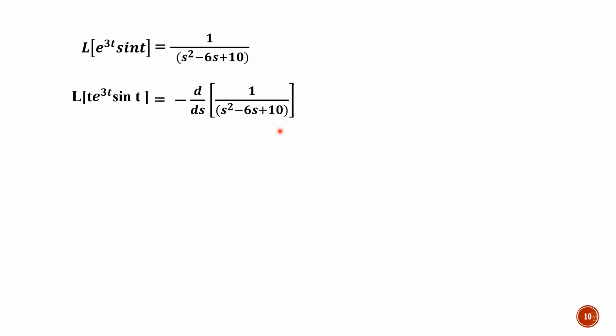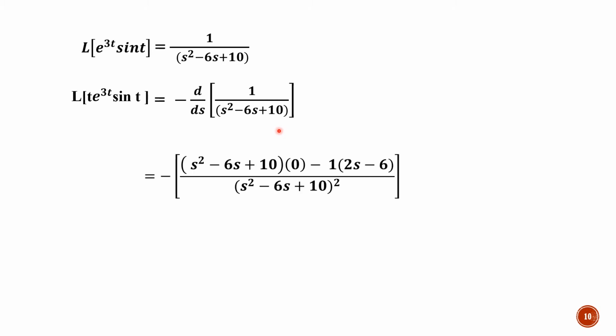Again applying u by v. So applying u by v, the minus sign is already outside. So v du, since u is 1, the derivative will become 0, minus u into the derivative of the denominator, which is 2s minus 6, upon denominator square. Simplifying, this whole term will become 0. Take minus inside. We already have a minus sign outside, so this minus into this minus will become plus. So we will get 2s minus 6 upon s square minus 6s plus 10, the whole square.